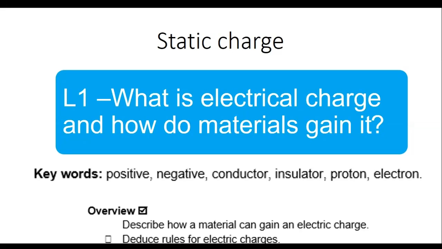This is the first lesson for electricity, and today we are going to be learning about static charge. The question for this lesson, then, is what is electrical charge and how do materials gain it? The key words are positive, negative, conductor, insulator, proton, and electron.